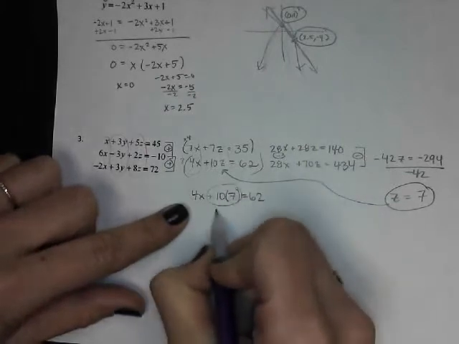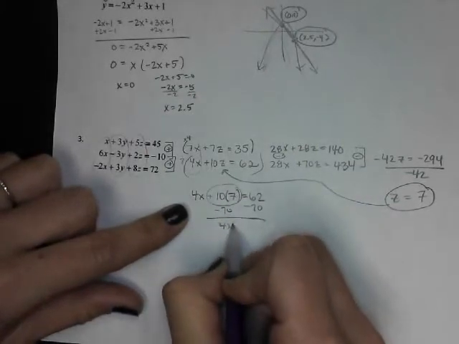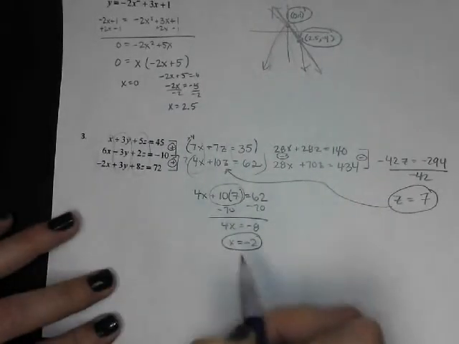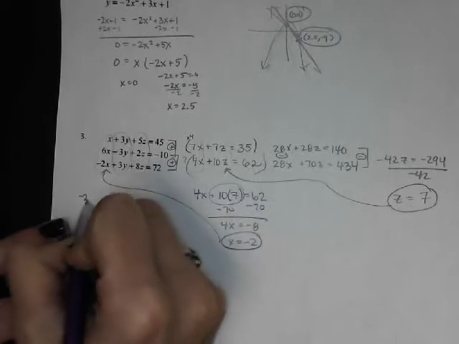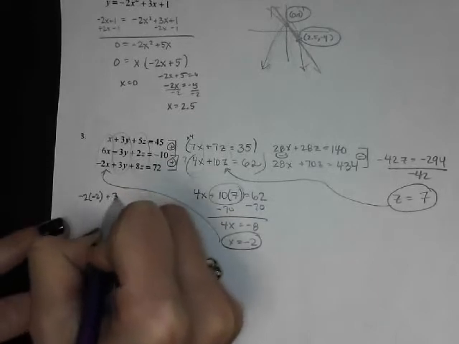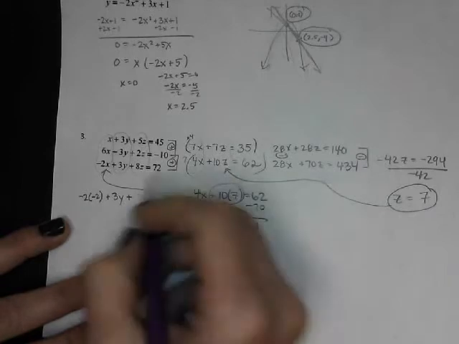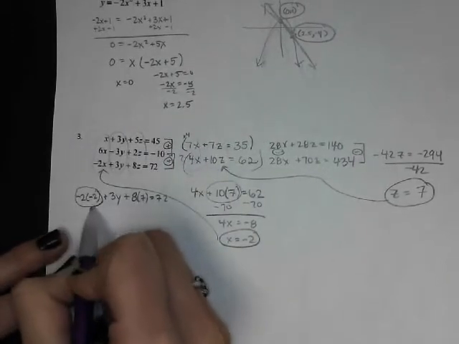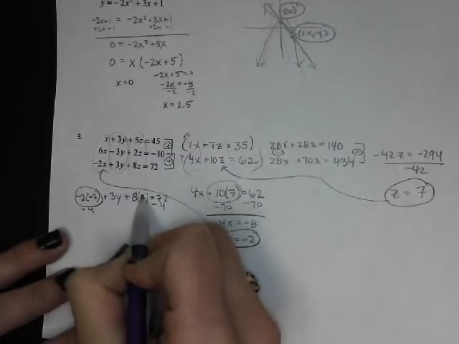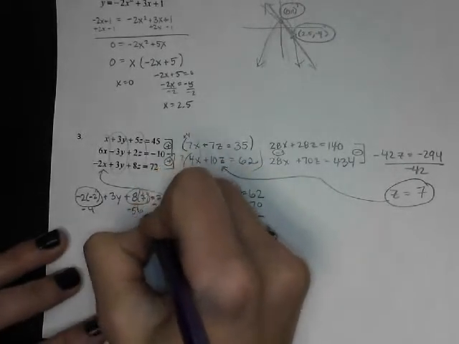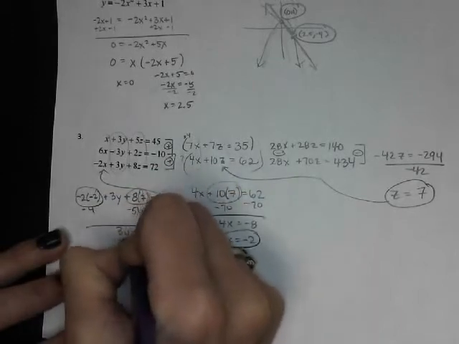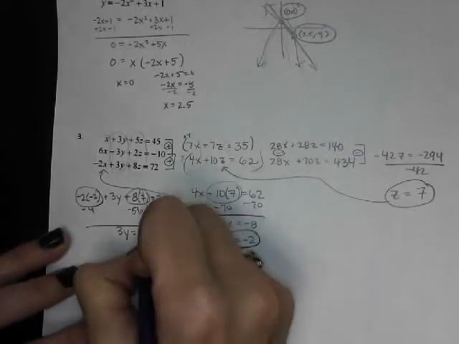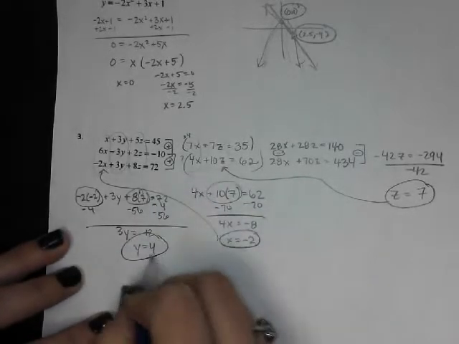This is 70, so I'm going to subtract 70 from both sides. I'll get 4x equals negative 8, so x equals negative 2. And then these go back into an original. So x is negative 2 plus 3y plus, and we already knew z was 7, so 8 times 7 equals 72. So this is 4, so I have to subtract 4 from both sides. This is 56, so I'm going to subtract 56 from both sides. 72 minus 4 minus 56 gives us 12, so y equals 4. And there's your answer.